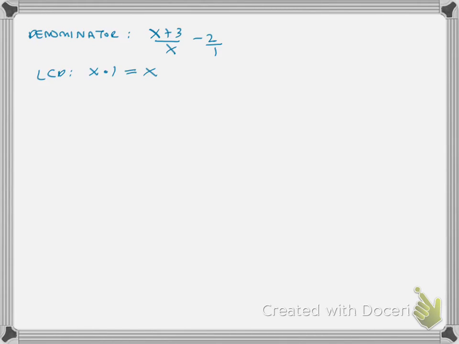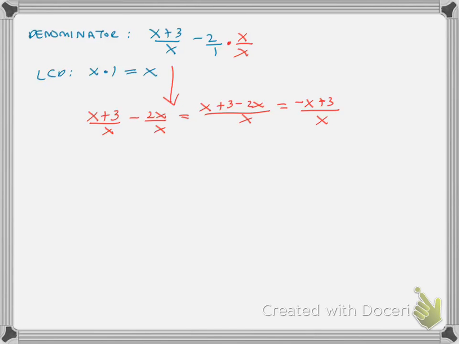I'll do it over here. We multiply this by our form of 1, which in this case is x over x, right? And so let's put it all together. We'll have x plus 3 over x minus 2x over x. What does that equal? Since they have the same denominators, we can bring this together. This is x plus 3 minus 2x all over x, which is negative x plus 3 over x. And again, I know I'm not seeing any of that, right? Because that is illegal.